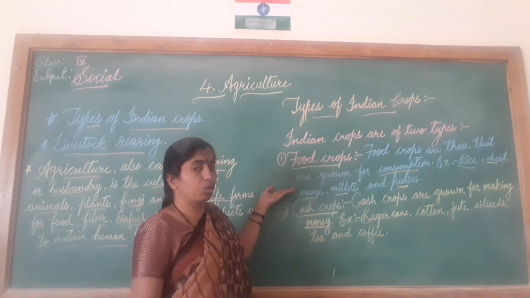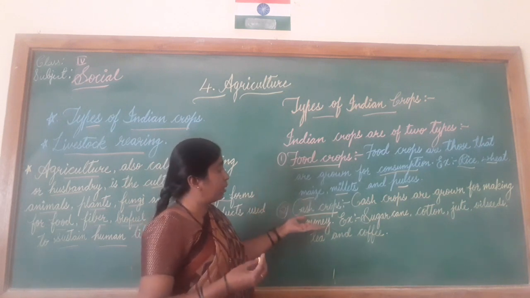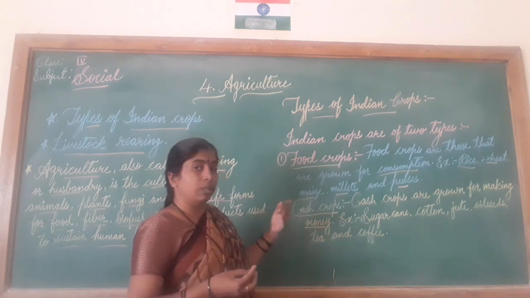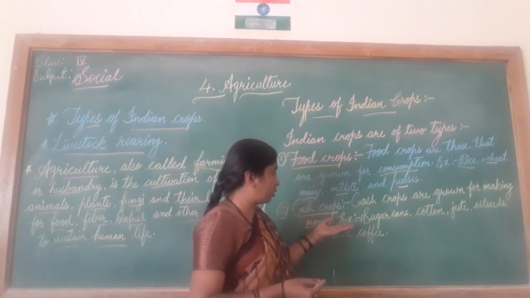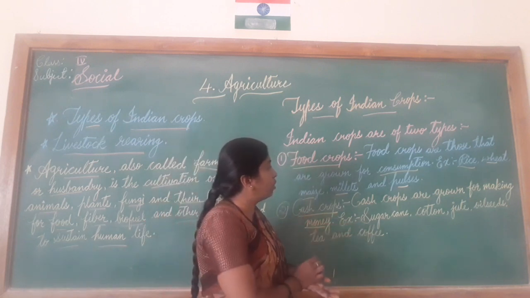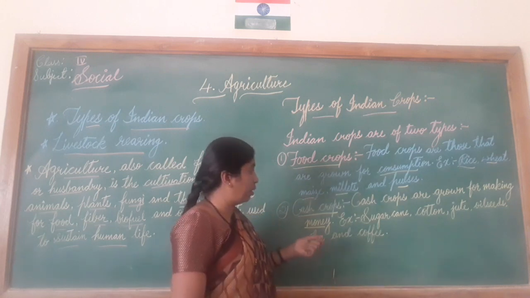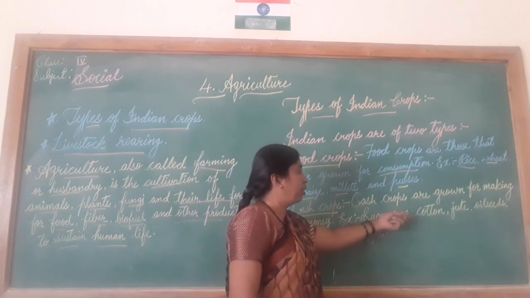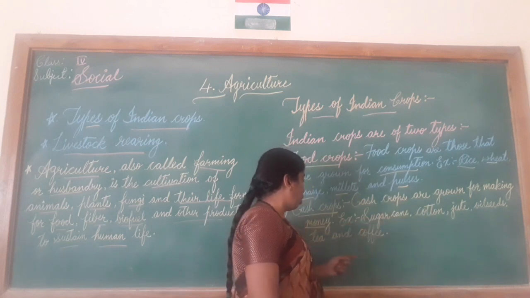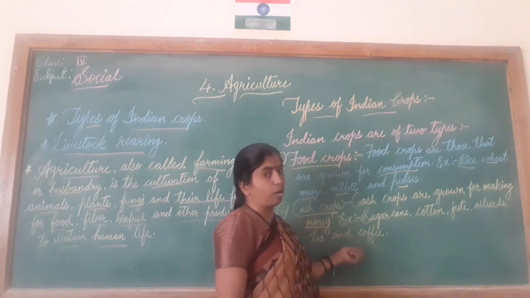But these are used to eat. These are the cash crops, crops which are grown for making money, we can say. Examples: sugarcane, cotton, jute, oil seeds, tea and coffee.